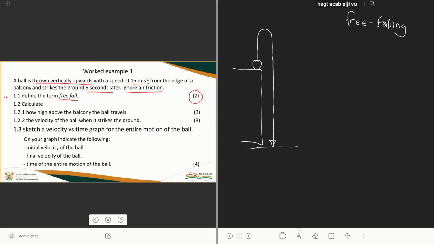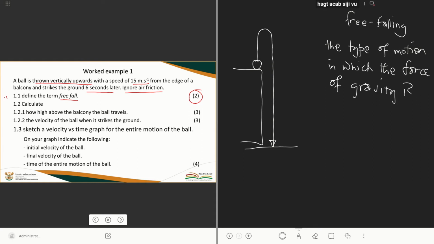Now, if we talk about a free-falling object, this is free fall in terms of type of motion. The type of motion in which the force of gravity is the only force. I want to emphasize on only force acting on the object, okay?